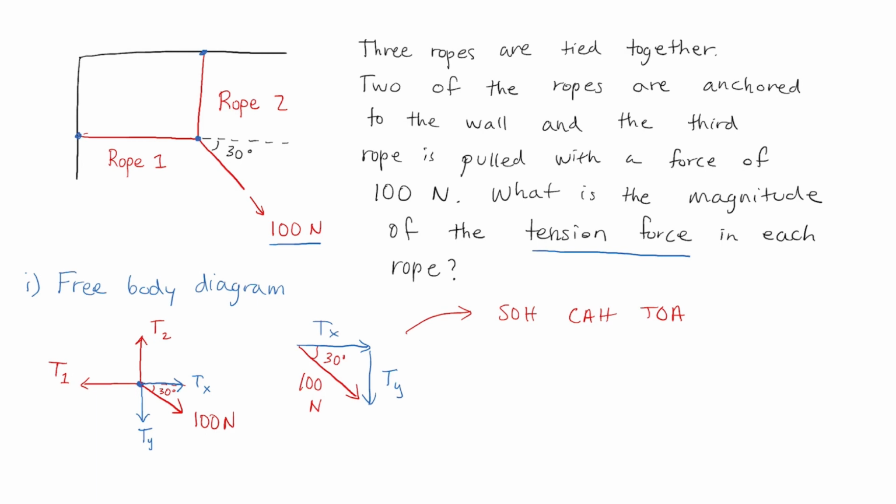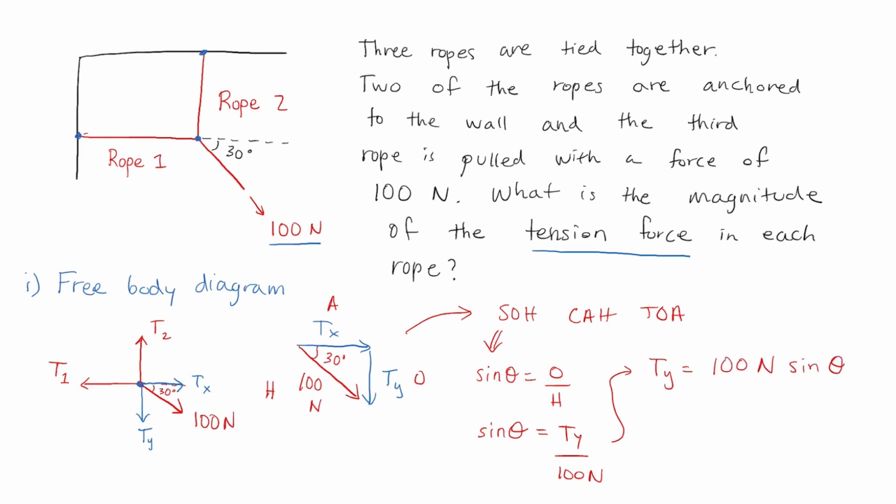We have to recognize that Tx is the adjacent side, Ty is the opposite side, and the 100 newton pulling force is the hypotenuse. Let's start by solving for Ty. We can use the sine function, since sine theta is equal to opposite over hypotenuse. All I have to do is plug in my values for the opposite and hypotenuse sides, rearrange and isolate for Ty, plug in the value for the angle, and we find that Ty is equal to 50 newtons.